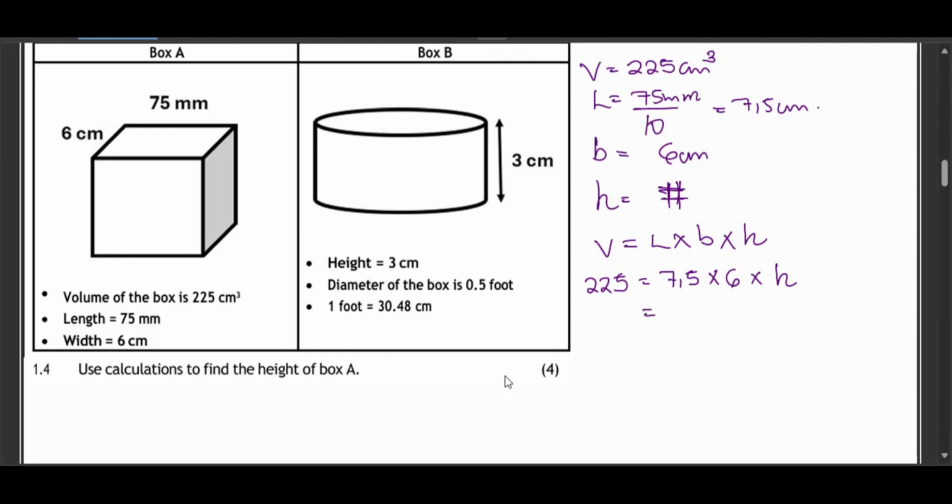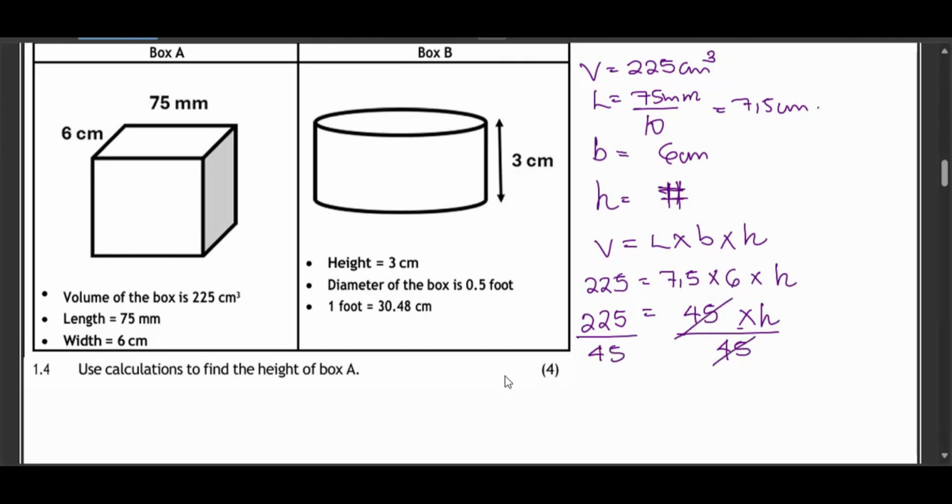7.5 times 6, I end up having 45. Times my h, the h is not yet there, should give me 225. So in your head, ask yourself, what number multiplies with 45 to give me 225? Don't kill yourself because you multiplied here. That means the number next to the letter has to be divided on both sides. This side will cancel with that.